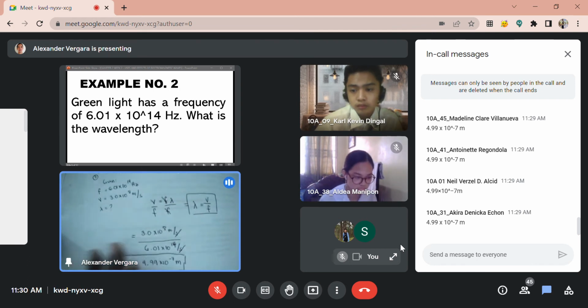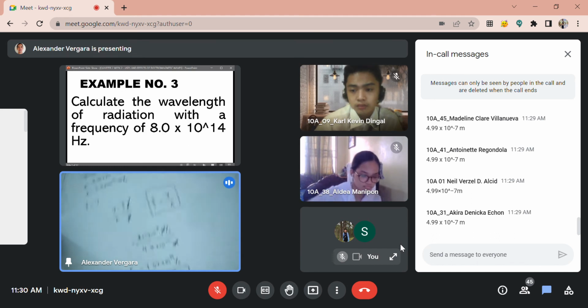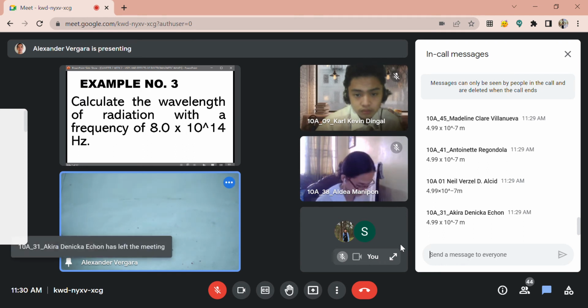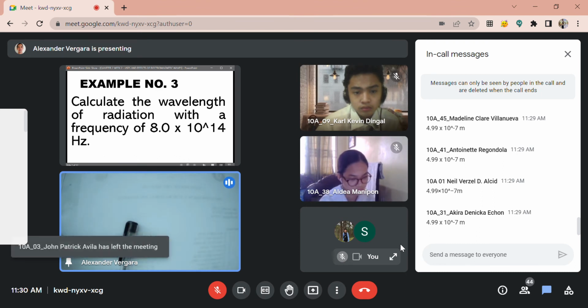Now, let's go to our third problem. It's written here: calculate the wavelength of radiation with a frequency of 8.0 times 10 raised to 14 hertz. It seems it's the same, only the exponent is different. So you need to calculate the wavelength. You're looking again for the wavelength. So what are the givens in problem number 3?